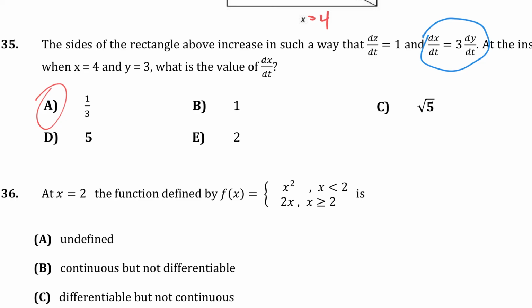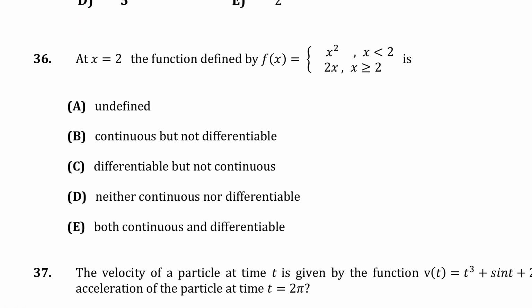All right. What else we got? Number 36. At x equals 2, the function defined by this is, well, is it undefined at x equals 2? Oh boy, that's kind of tough because it's x squared at that point. So at 2, this is 4, and this is 4. So it looks like it's going to be continuous, because when x is 2, it's going to be arriving at 4 from the left side and from the right side.